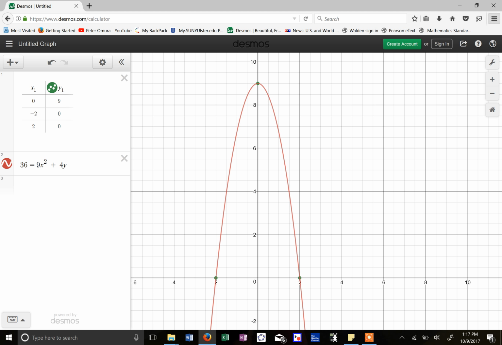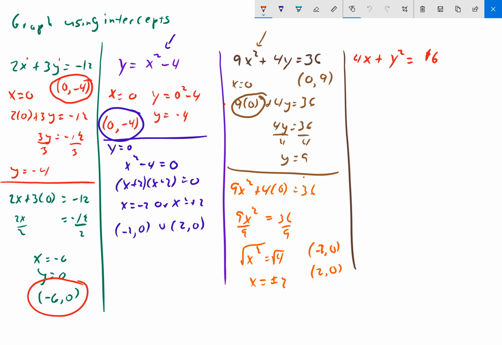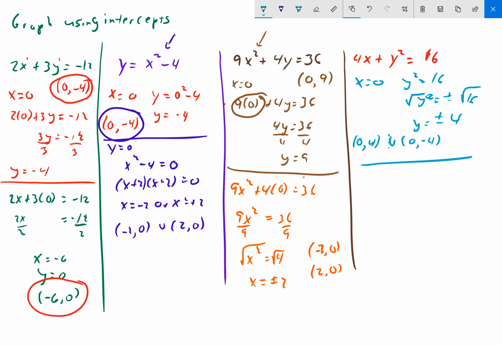Alright, I'm going to do one last one. I'm hoping my time is not running short, although I feel like it probably is. And this one's going to be a little bit weird. Now, once again, I'm going to start off when x equals 0, but look what happens. I get y squared equals 16. Take the square root of both. Remember the plus or minus. Square root of 16, so I get y equals plus or minus 4. So I end up with 0, 4, or 0, negative 4, and that's going to be a little bit weird. You'll see why in a minute.